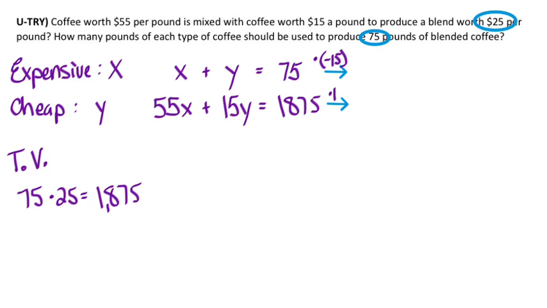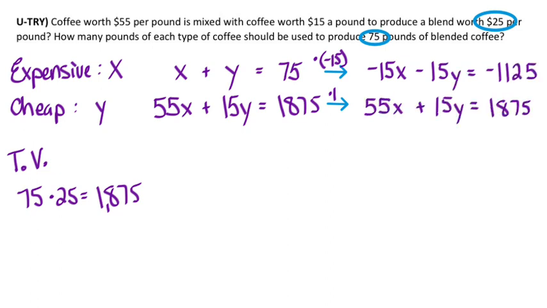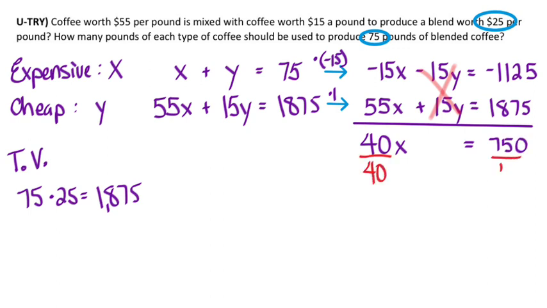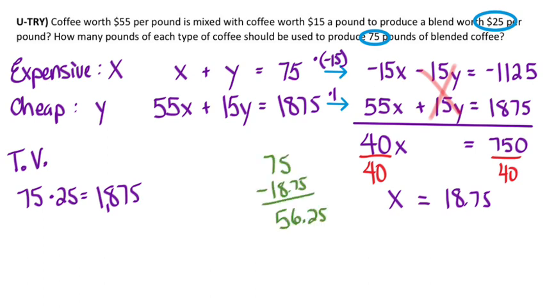I'm going to do it the easy button and I'm going to multiply the top by -15. When I do that, I can eliminate the Y values. And I solve for the expensive coffee will be 18.75 pounds to make our 75 pound mix. And then the cheap coffee will obviously just be 75 minus that, 18.75, or 56.25.